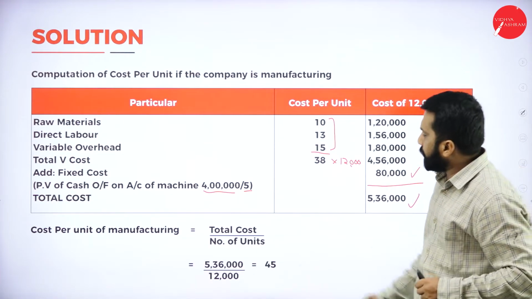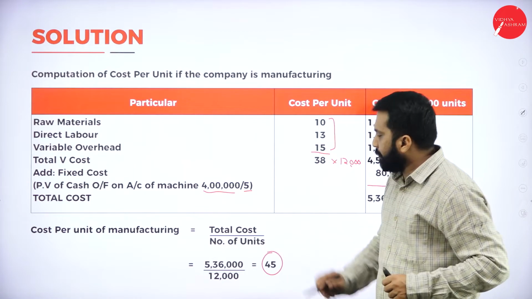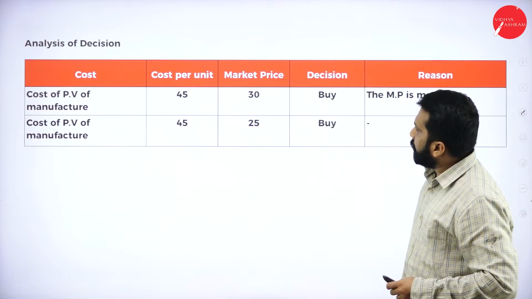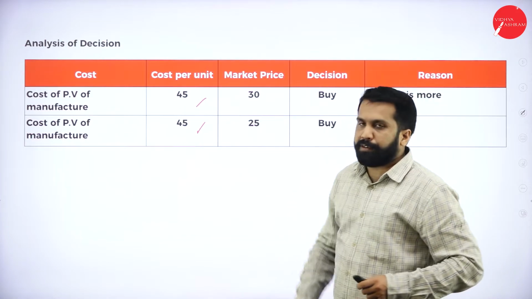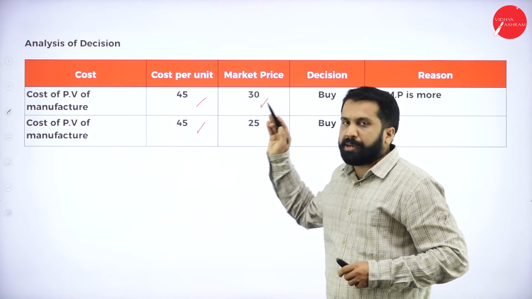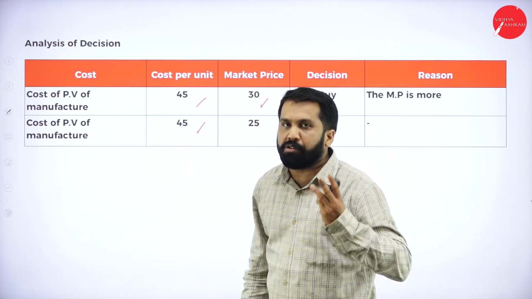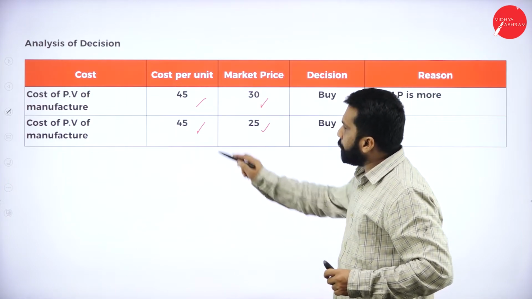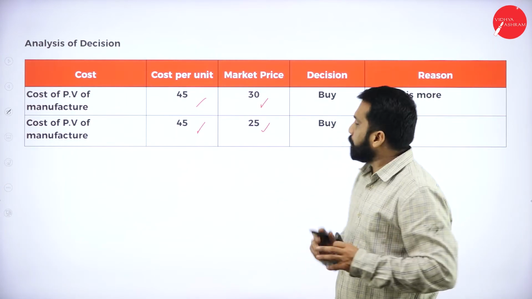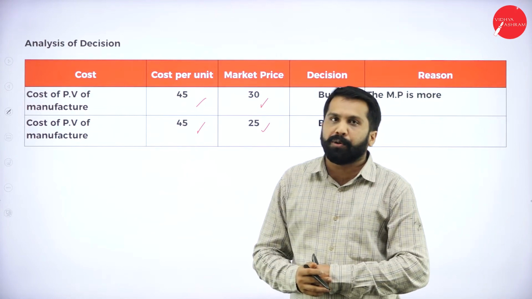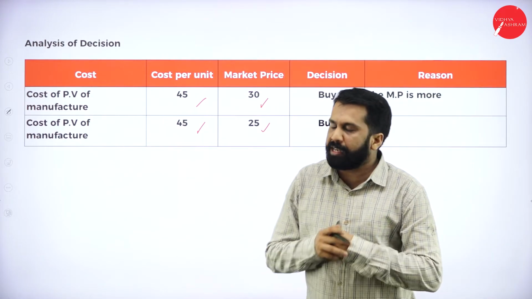Divided by number of units, 45. 45 is the manufacturing price. But available in the market at what price? 30. If it is available in the market for 30, why do you manufacture? Same thing available for 25. Why do you manufacture? So, in both options, you have to go for buy only. Hope you are clear. Yes, good.